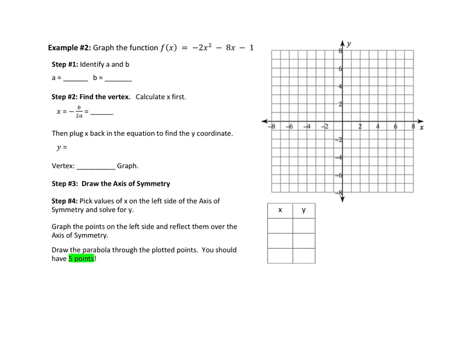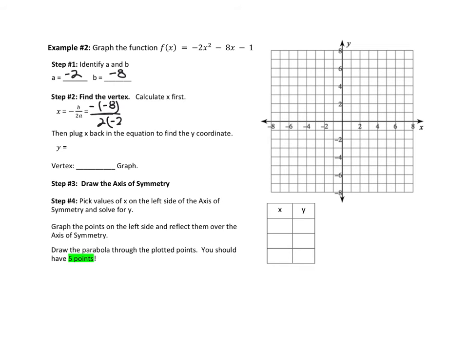For example 2, we're going to do the same thing. We're going to identify a and b in our function. So a in this case is -2, b is -8. And so we're going to plug in -2 and -8 into the equation. So -b over 2a, so -(-8) over 2 times -2. If you put this into your calculator, you will get -2.